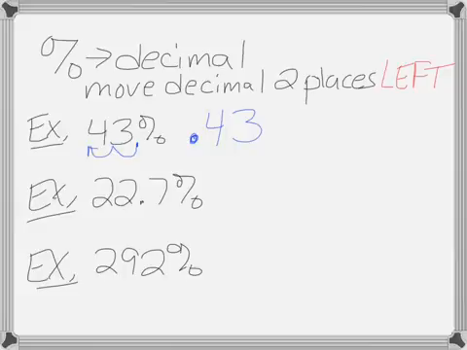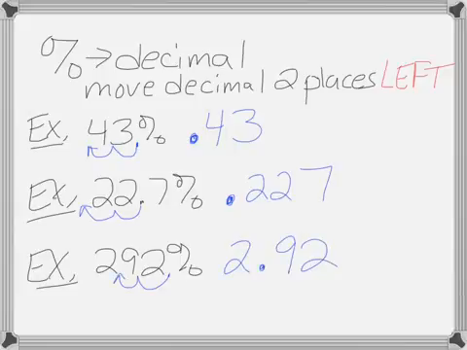The next example, 22.7%, you can see the decimal point, and we need to move it 2 places to the left. So that becomes 0.227. And the third one, the invisible decimal, is here to the right of the 2. Move it 2 places to the left. 1, 2. 2.92. So to change a percent to a decimal, move the decimal 2 places left.